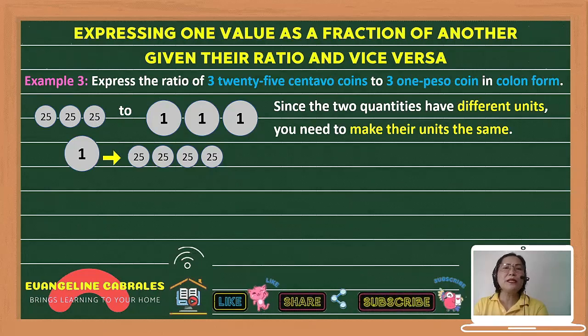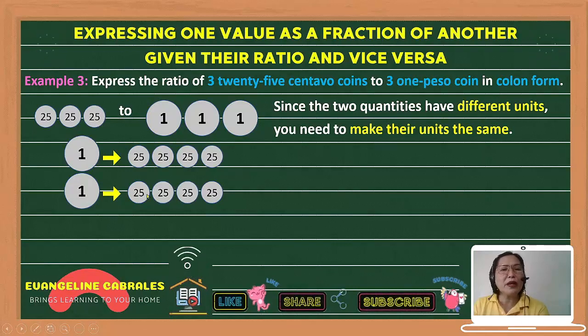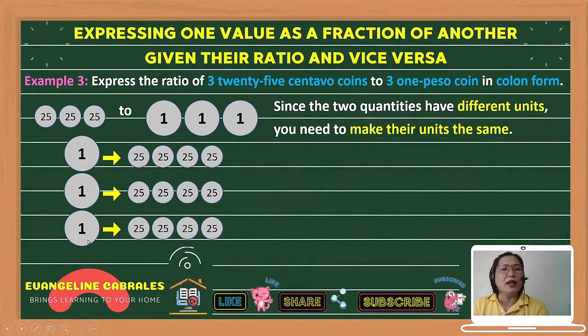Bakit? Mas madali kasi na i-convert sa mas mababang unit, yung mataas na unit, kaysa sa yung mababang unit ang i-compare mo sa mataas. Hindi ba mas mahirap mag-convert ng 25 centavos into 1 peso? Hindi naman po pwede, kulang, di ba? So, mas practical na i-convert mo yung 1 peso sa 25 centavos. Okay, nagets nyo? So, how many 25 centavos are there in 1 peso? There are 4. O, yung isa pang 1 peso, 4 25 centavos din. At yung isa pang 1 peso, 4 25 centavos.